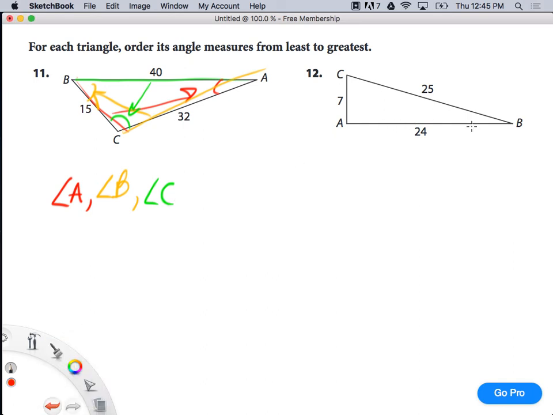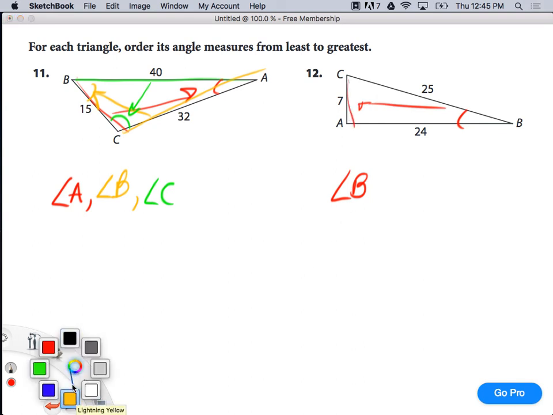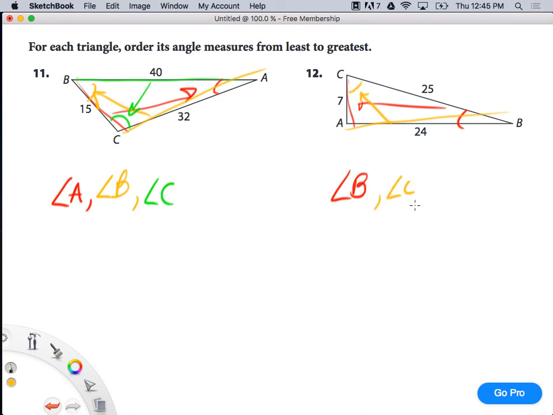Here in this one, angle B is clearly the smallest. Then followed by AB is the middle side, so angle C is the middle. And then BC is the longest, so angle A is the biggest angle. Is that clear? Yes, sir.